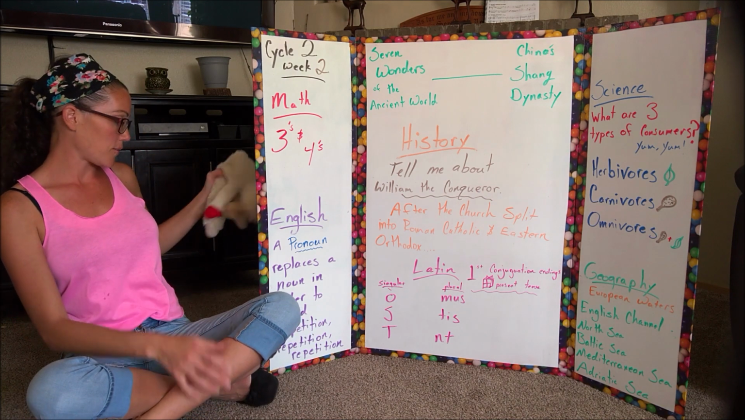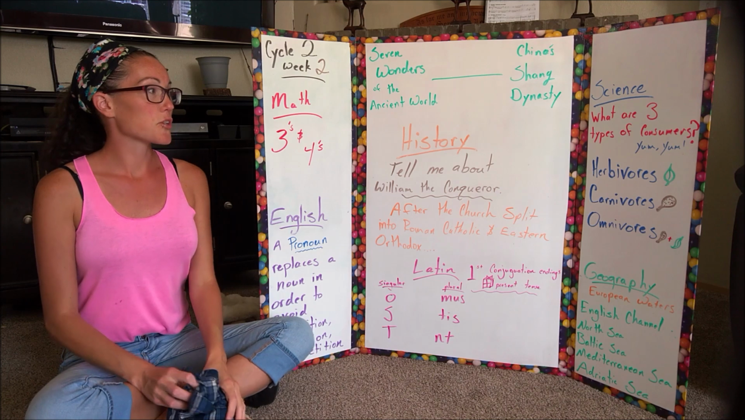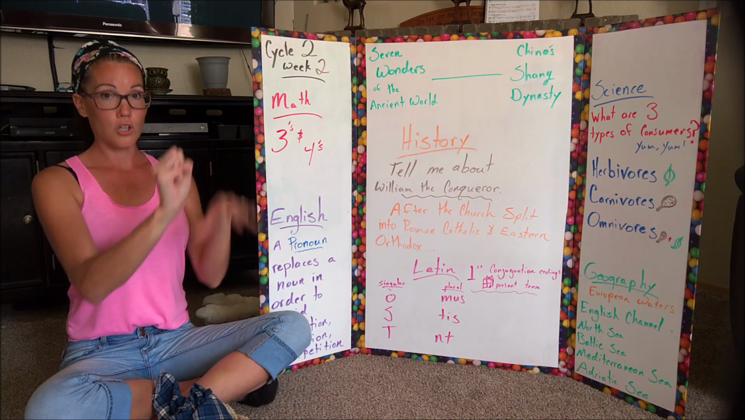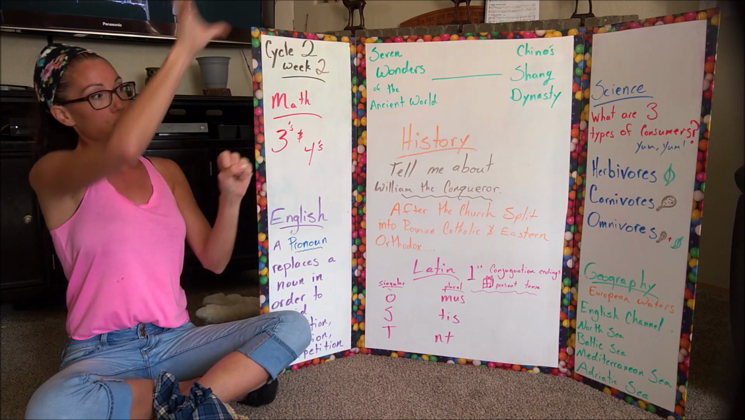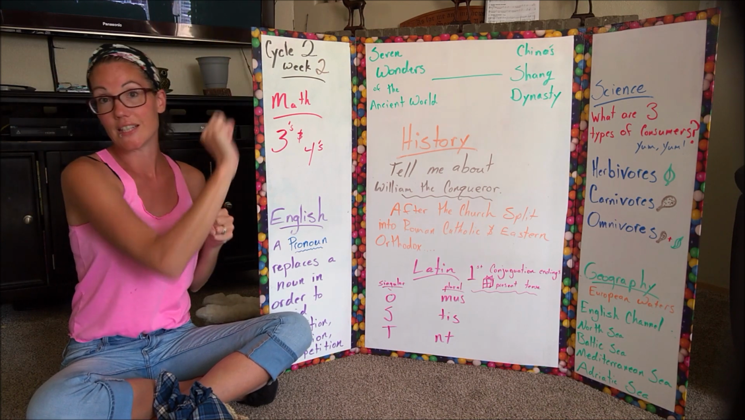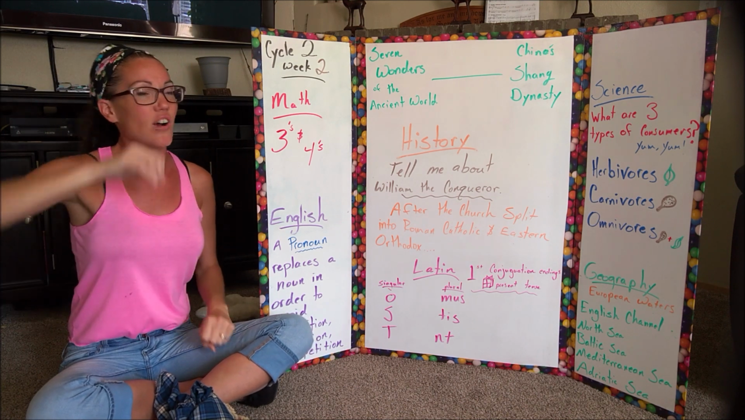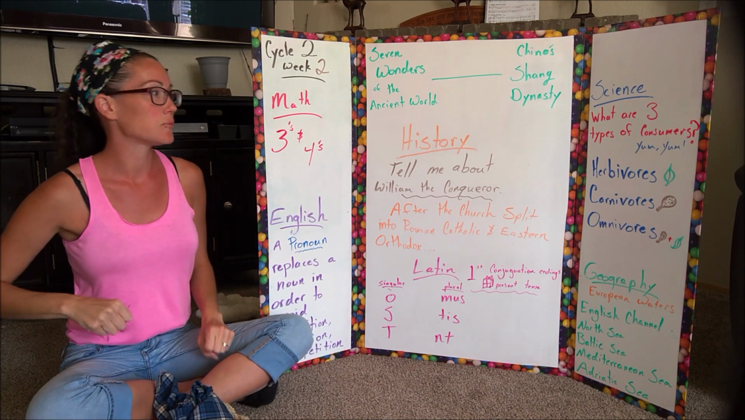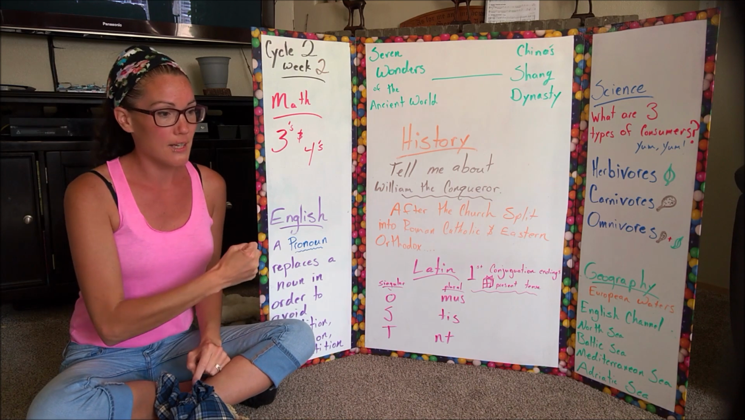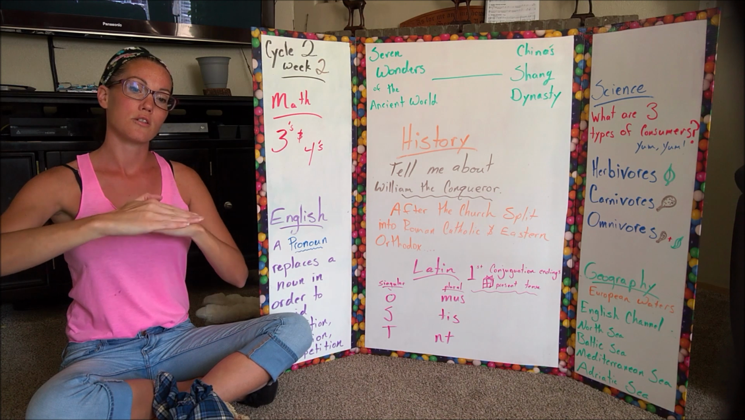Science. What are three types of consumers? Three types of consumers are herbivores. Okay, so you just kind of act like you're picking from a tree. You're picking apples or oranges or leaves. So we're reaching up for herbivores. And then we do carnivores. Is you're taking a bite off of a chunk of meat. Carnivores. And then omnivores is both.